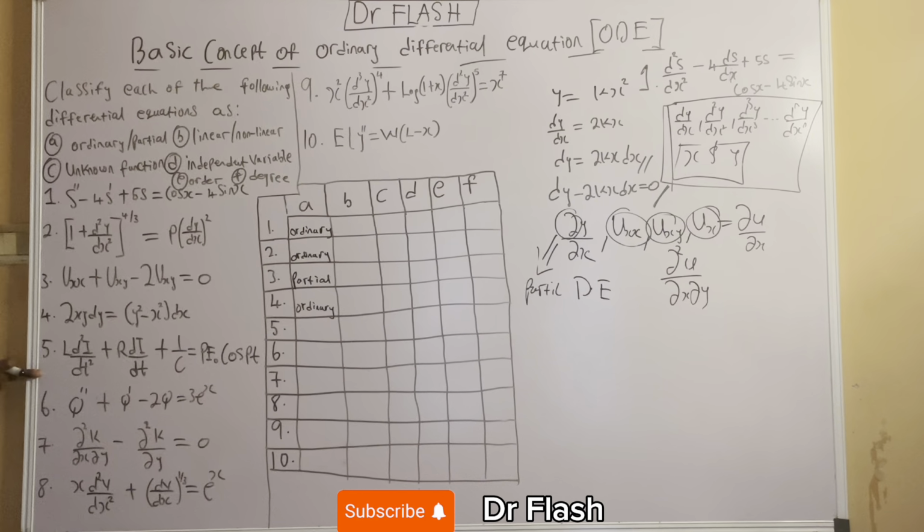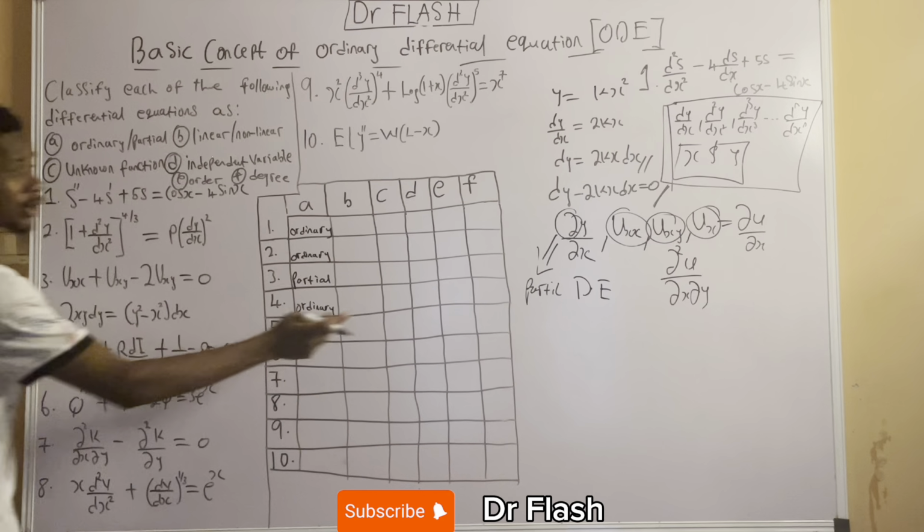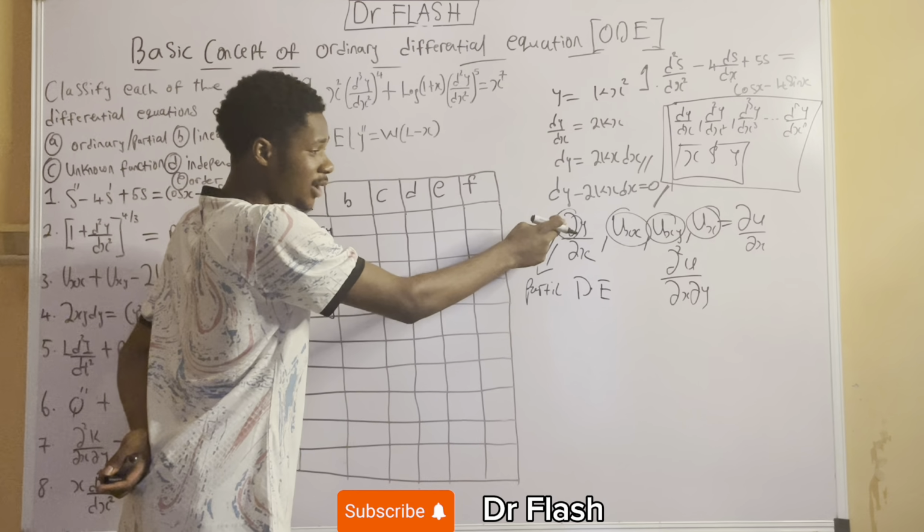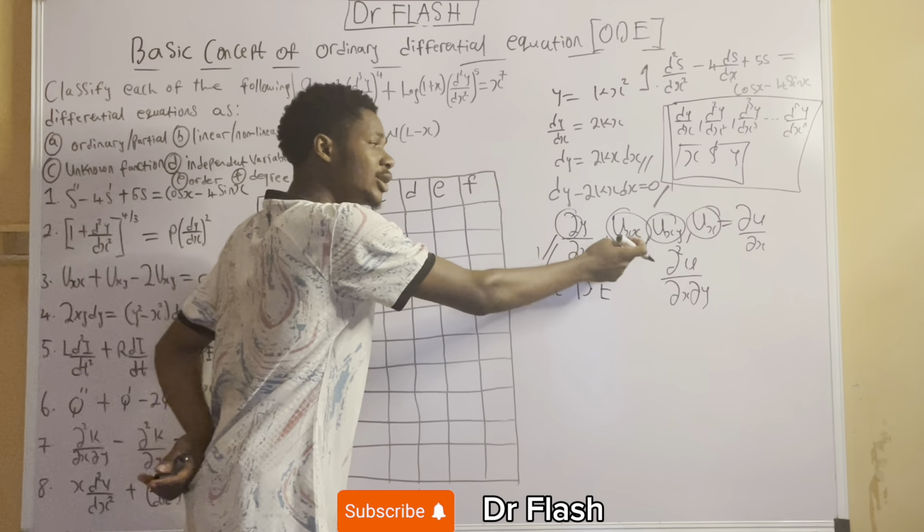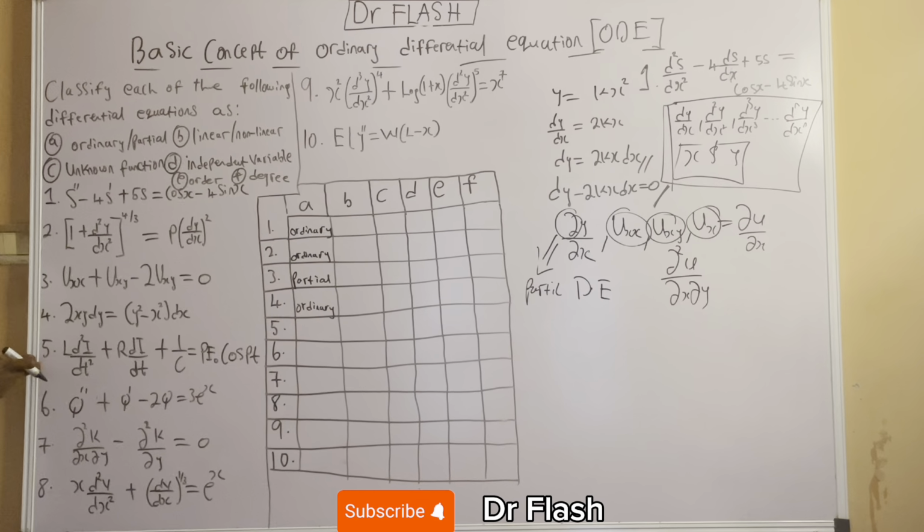Now how about number 5? For number 5, we cannot find the partial derivative symbol again. Neither can we find u with the subscript of x. Okay, so if you check for number 5, we can't find it here. So automatically it is what now? An ordinary differential equation.